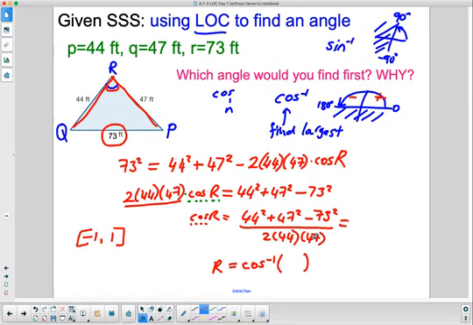So in your calculator, 44 squared plus 47 squared, subtract 73 squared, divide by 2 times, you've got to enclose the numerator and the denominator in parentheses if you are using a simple calculator. Okay, what you should get there, oh good grief, my calculator's given it to me as a fraction. I don't want it as a fraction. What's that as a decimal?